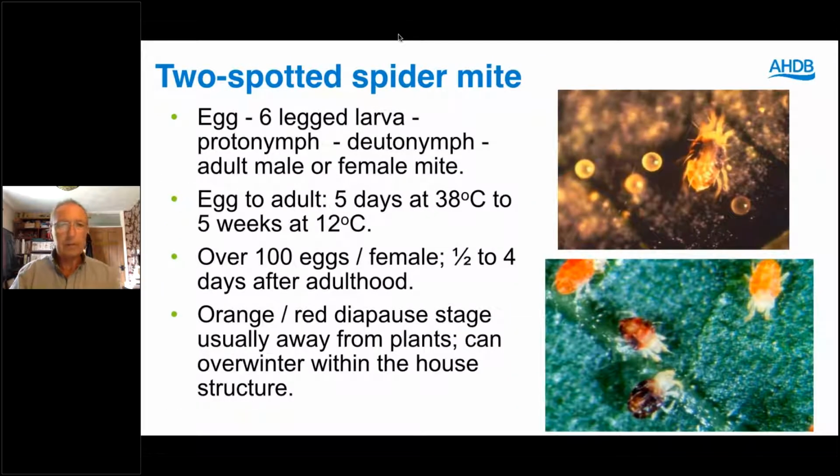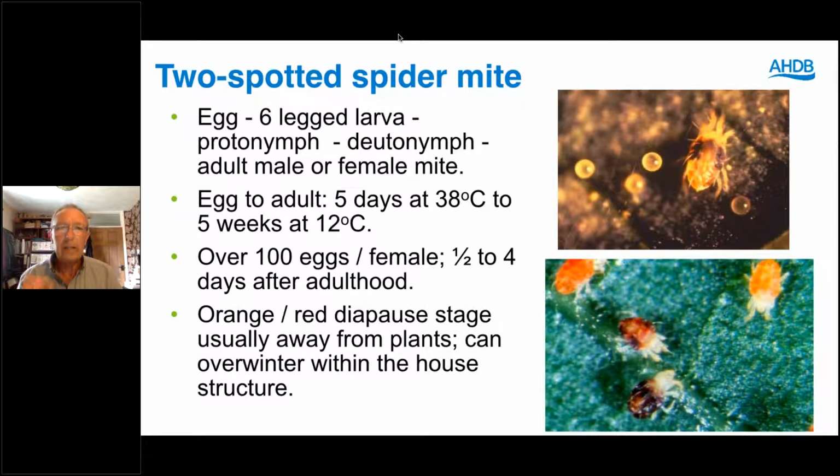Okay, the life cycle. The two-spotted spider mite has males and females. Females have a more rounded rear end and they lay perfectly spherical eggs. The eggs can be laid on the leaf surface or between layers of webbing that the mites produce. So they're not always going to be in contact with the leaf.